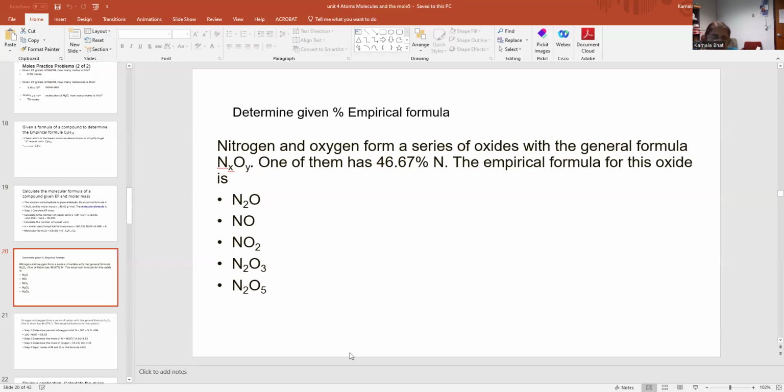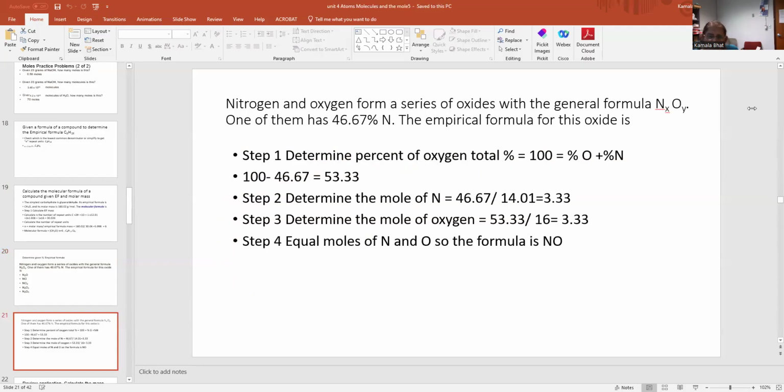That's the second part of the problem, because you have to identify it. But let me see. Yes, in doing that, how do we do it? We determine the percentage of oxygen. The total is 100%. So percentage of oxygen plus percentage of nitrogen must equal 100. So 100 take away 46.67 gives you 53.33. Next, you determine the moles of nitrogen. So 46.67 divided by 14.01 will give you 3.33.